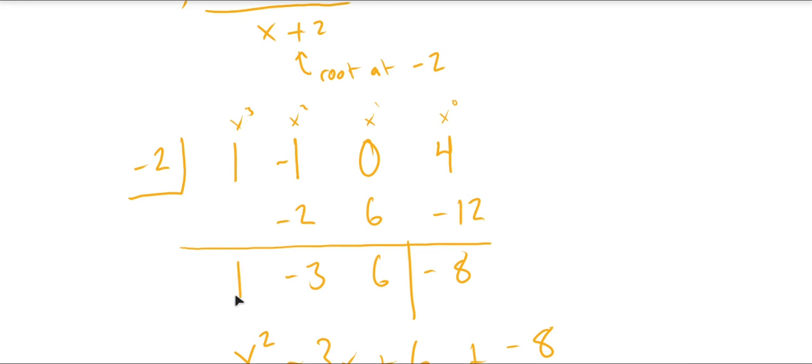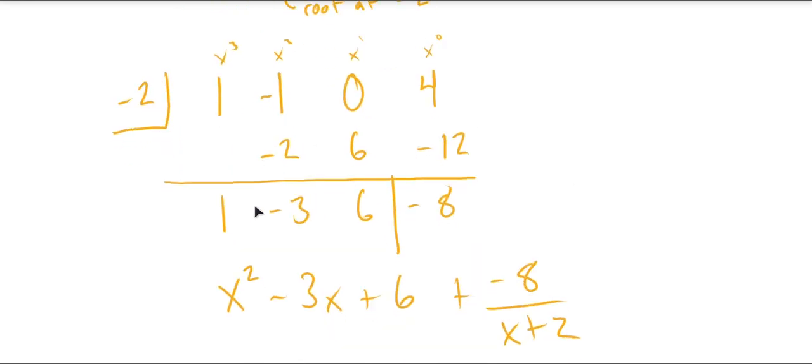Dropping the first coefficient down, I multiply it by the root, and I put it here. Then I add these two together, and I repeat. Multiplying by the root, we get 6. Adding them together, still 6. Multiplying by the root, negative 12. And then adding them together, we get negative 8.